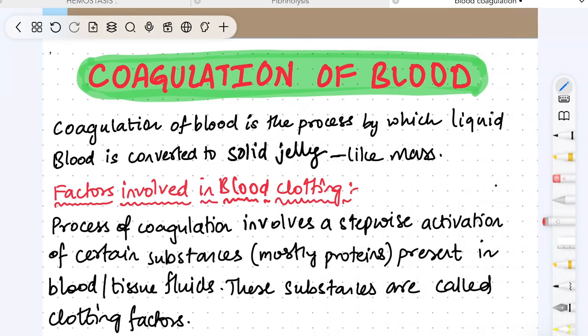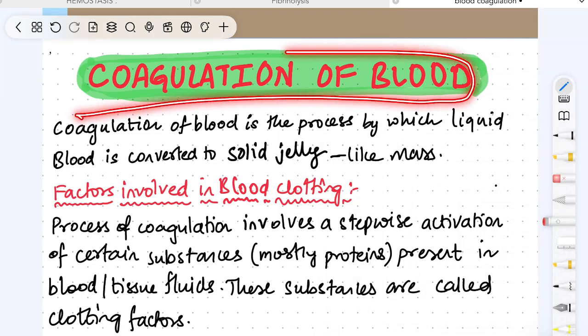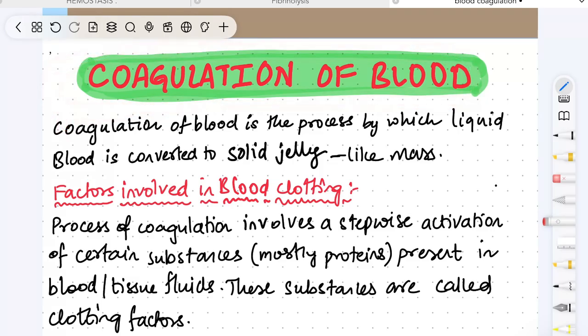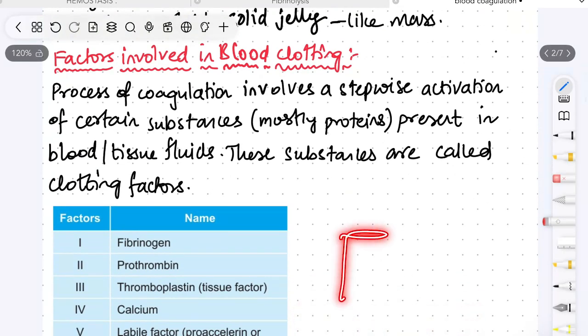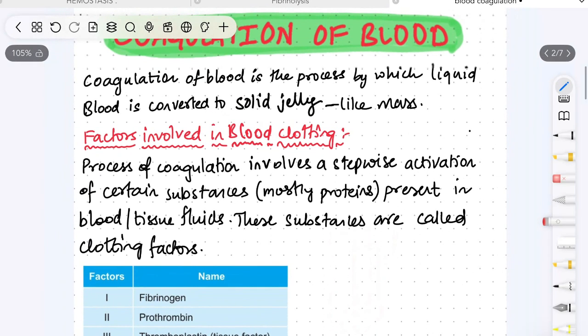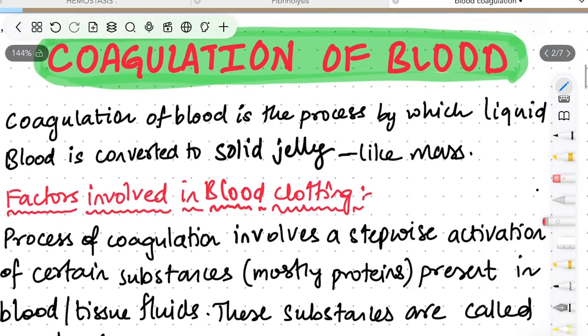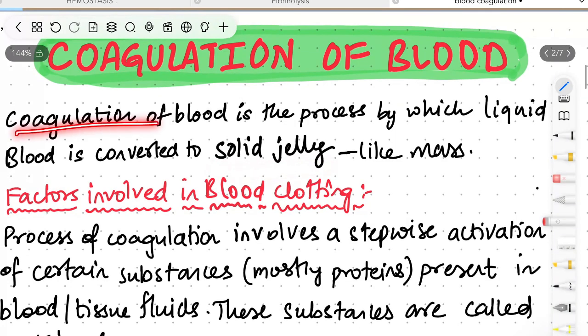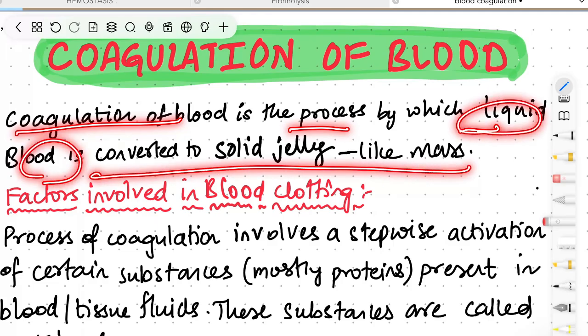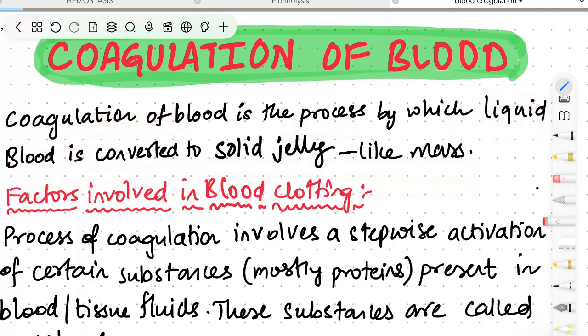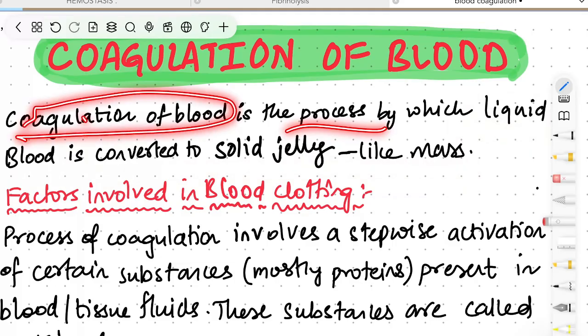In today's video, we are going to study about coagulation of blood. Now, we all know that our blood is in liquid state in our blood vessels, right? Now, what happens when this blood vessel is cut or when blood is collected in a container? The liquid nature of blood disappears into a solid jelly-like mass. So, the coagulation of blood is the process by which liquid blood is converted into solid jelly-like mass. This process is known as coagulation of blood.